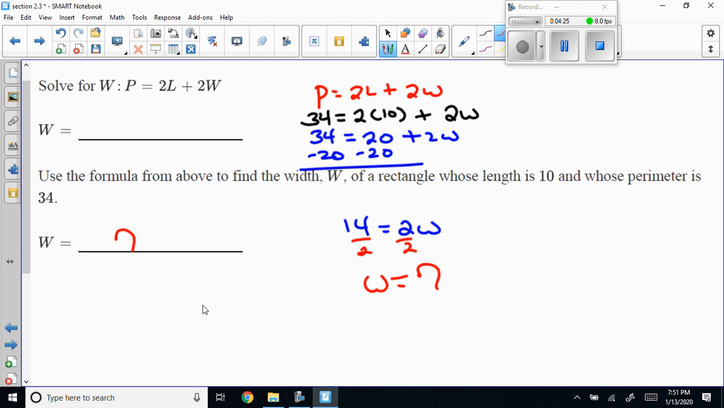Y'all remember literal equations, where it says solve in terms of another variable? That's a literal equation.